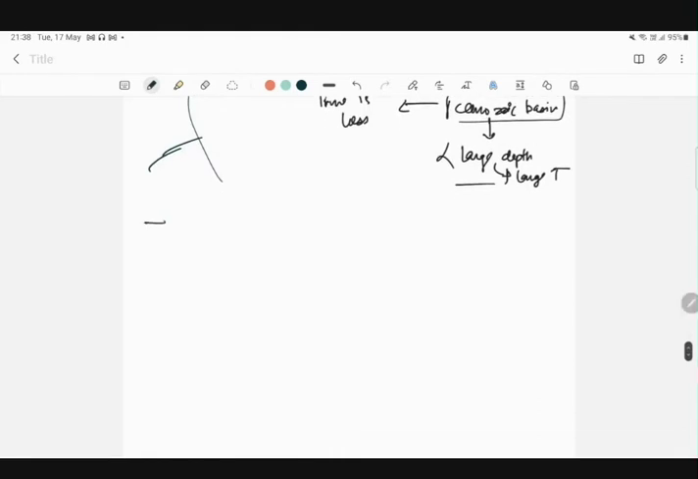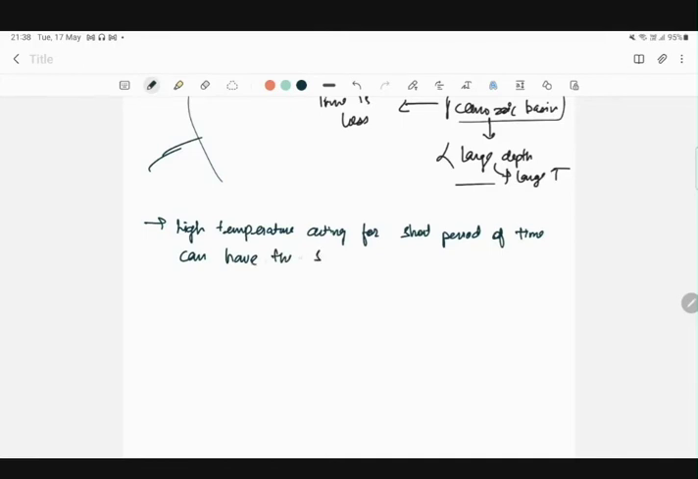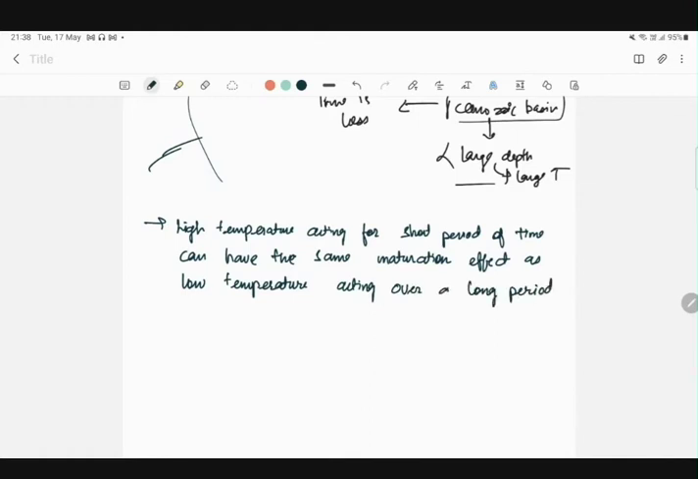Okay, done. So explaining the above concept, high temperature acting for a short period of time can have the same maturation effect as low temperature acting over a long period of time. So either you keep the temperature high or you keep the time high.